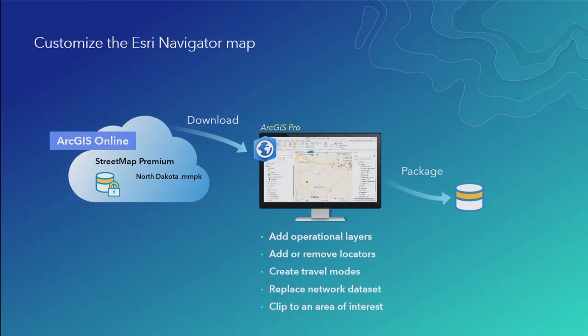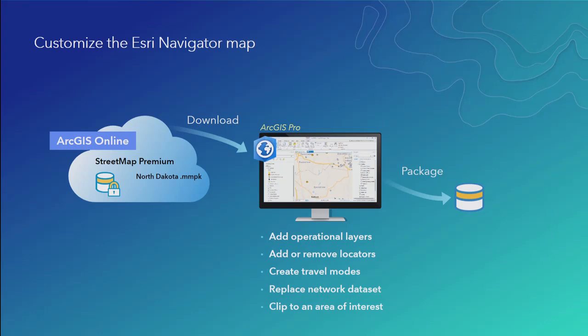So to customize the Esri Navigator map, remember we talked about those two, bring your own data or customize the Esri Navigator map. We'll talk about customizing the Esri Navigator map. You download it from ArcGIS Online into Pro, and these are the things that you can do to that map. You can add operational layers, you can add or remove locators, geocoding locators, create a custom travel mode. We didn't really talk too much about a travel mode, but travel mode is a part of the network data set, and it is what allows you to model a specific vehicle type or mode of travel.